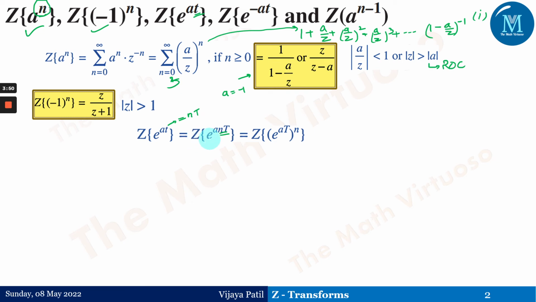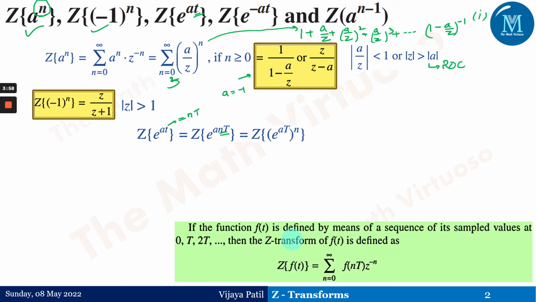So Z transform of e to the power a n T is equal to Z transform of (e to the power aT) to the power n, and then we can go ahead with the same as what we have done so far, because of the previous property which we have already discussed in the properties session. So Z transform of (e to the power aT) to the power n is nothing but z upon z minus e to the power aT. It's the same as what we have done so far.